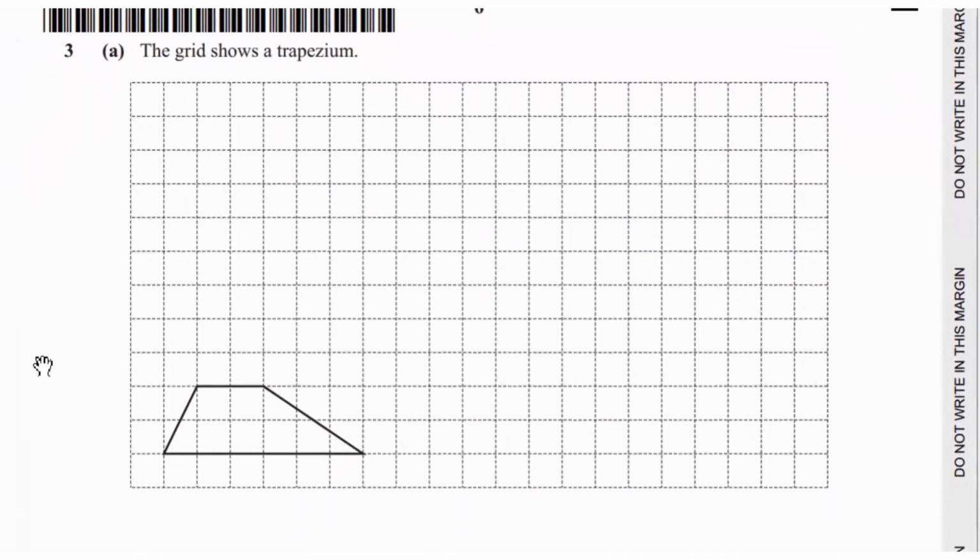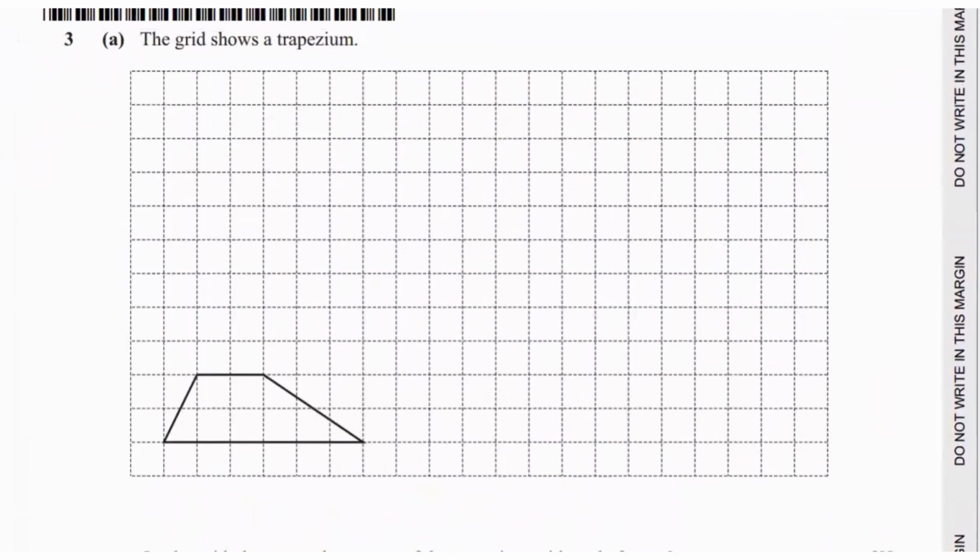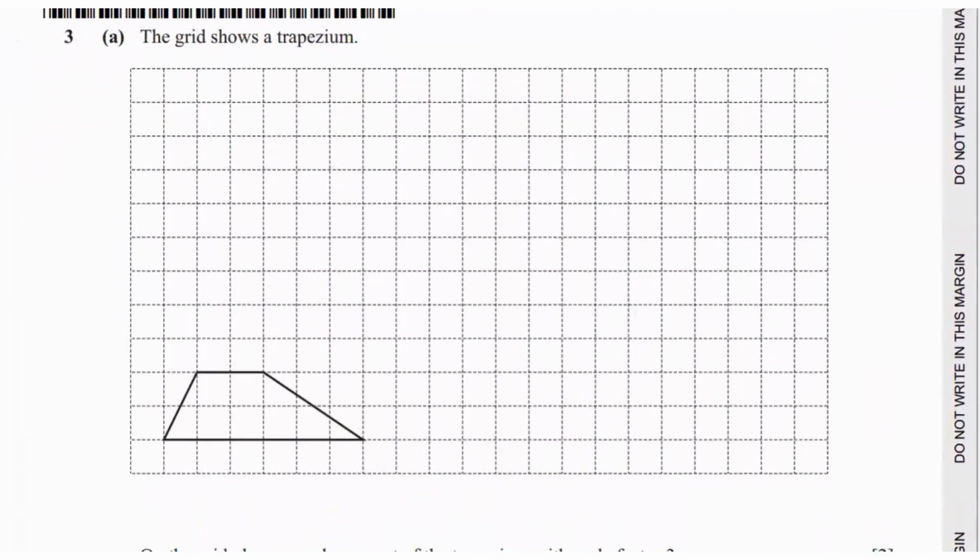Question 3 says the grid shows a trapezium. On the grid, draw an enlargement of the trapezium with scale factor of 3. So if you have a scale factor of 3, that means all the sides are going to increase by 3 times. So if we look at the original shape, this length is 2, and this length is 1, 2, 3, 4, 5, 6. So that means 2 times 3 will become 6, and 6 times 3 will become 18. And this length, the height, that will also be 2 times 3, which is 6.